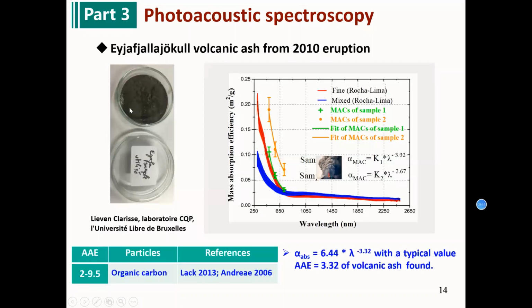And this slide shows the measurement results of volcanic ash. The volcanic ash is from a volcano located in Iceland, from the eruption in 2010. This sample was provided by the University of Brussels, and this figure shows the determined mass absorption coefficient. It agrees with the previous measurement reference, and the simulated AAE value is around 3. It indicates the volcanic ash contains abundant organic carbon.